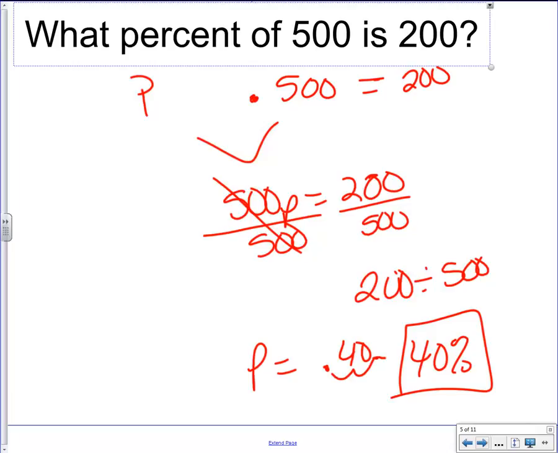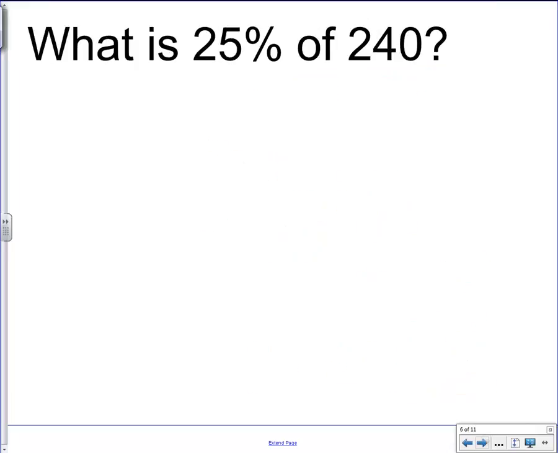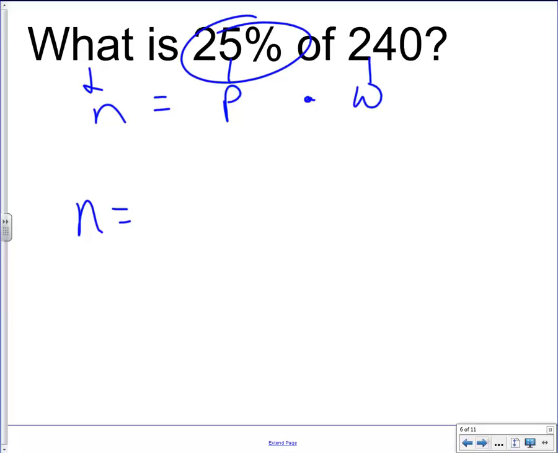All right, let's try one where the numbers are mixed around here. So now what is 25% of 240? Is my percent, multiply, my whole, and so apparently here's my n, right? N is what I don't know because everything else has something attached to it, right? It's accounted for. So n is equal to 25%, the decimal's here, I move it 2 places to the left, so I get 0.25 times 240.